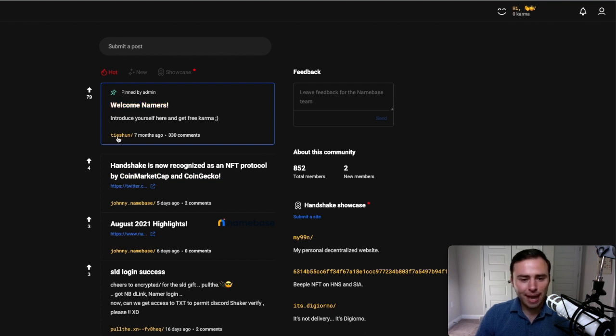As you can see, others are logged in either with a top level domain. So Tia Shun, the CEO and co-founder of Namebase, owns his own name. This is very similar to .tx. Namebase also owns Namebase, the top level domain. And then Johnny, a community manager at Namebase, has a second level domain. That's what I mean by you can own a second level domain on .tx.